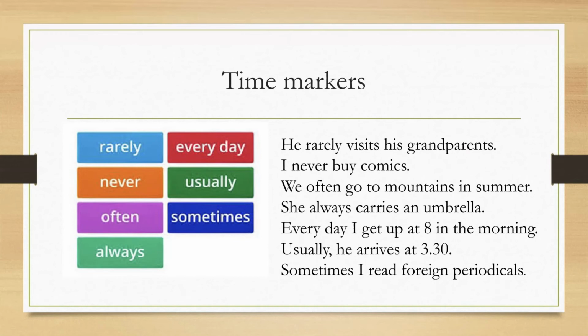For example, he rarely visits his grandparents. I never buy comics. We often go to mountains in summer. She always carries an umbrella. Every day I get up at 8 in the morning. Usually he arrives at 3:30. Sometimes I read foreign periodicals. In these sentences, we use time markers or time expressions and we recognize that it is present simple tense.